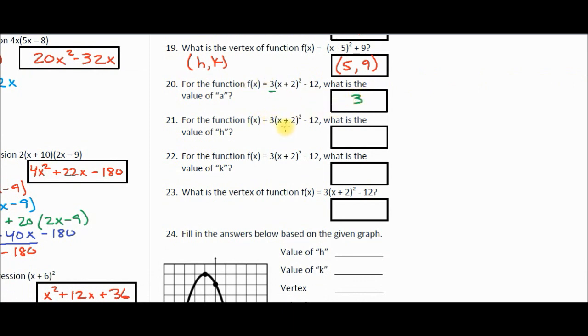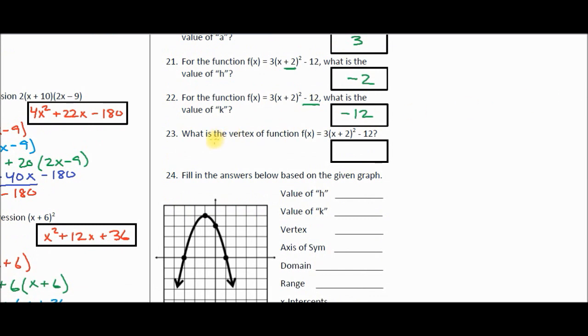Same equation. What is the h value? Negative 2. It's positive 2 in the equation, negative 2 when we pull it out of the equation or function. Again, remember, h, we flip the sign. And k, the k value is right here on the end. That is negative 12. And for number 23, it's asking us for the vertex again. Well, we already figured out that the vertex is h, comma, k. And that means you've got an h value of negative 2 and a k value of negative 12.